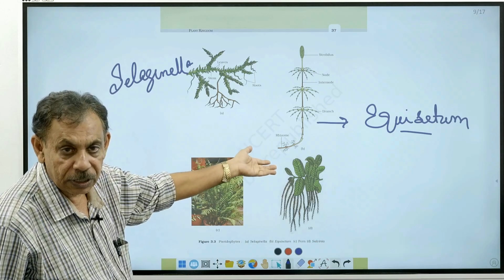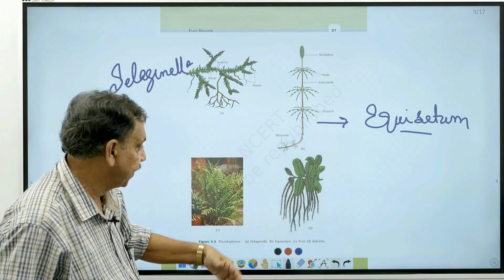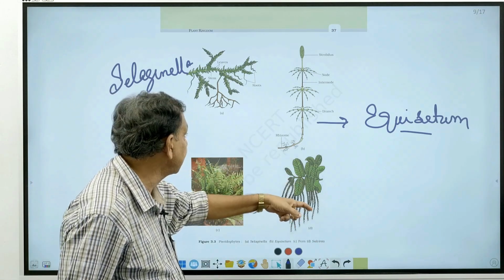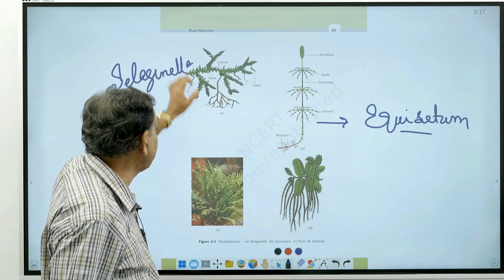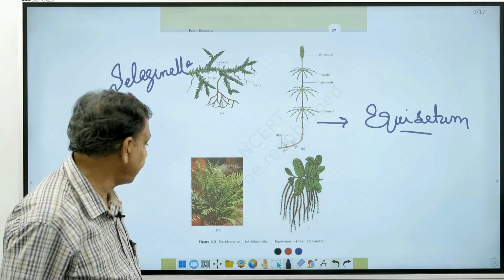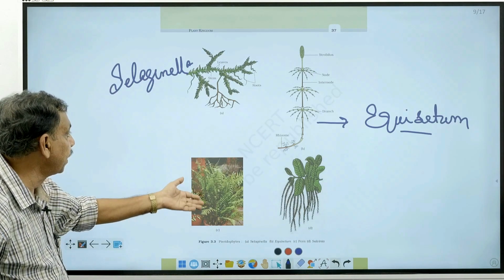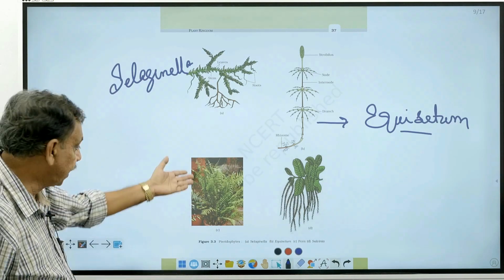It is a water fern of Kashmir. It is having large leaves. These leaves are called macrophylls. Here the leaves are small, called microphylls. This is a typical fern you come across in the pteridophytes.